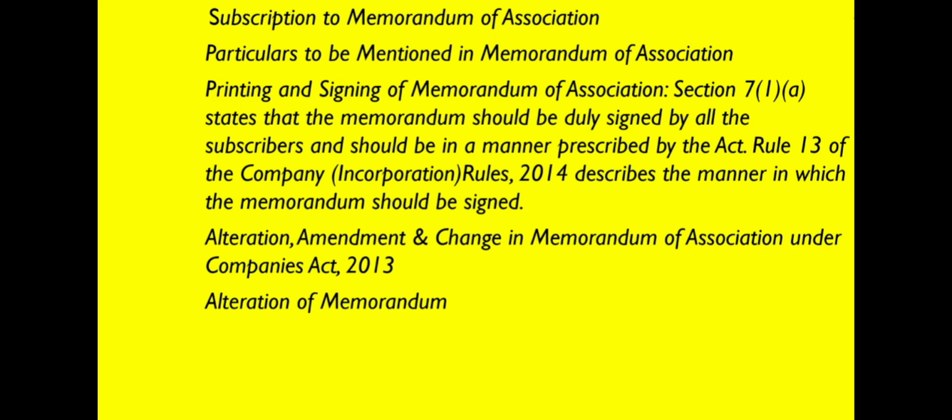Alteration to the capital clause. The capital clause of a company can be altered by an ordinary resolution. The company can, first, increase its authorized share capital, second, convert the shares into stock, third, consolidate and divide all of its shares, fourth, cancel the shares which have not been subscribed to, fifth, diminish the share capital by the amount of the shares cancelled. The altered MOA should be submitted to the registrar within 30 days of passing the resolution.